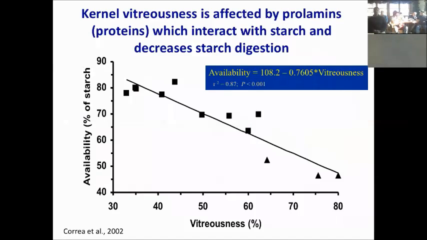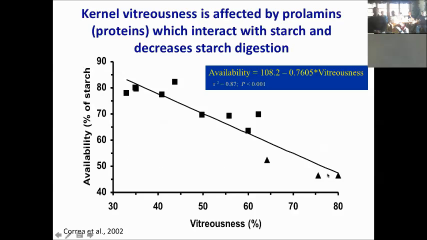And then the next thing that I'll shift to is the fact that kernel vitreousness, or actually the prolamin proteins within the starch protein matrix itself, can also cause issues with starch digestibility. And this is some Wisconsin work showing vitreousness and availability of starch. And as our starch becomes more and more vitreous, or more flinty and harder, our digestibility is declining, as you can see here.